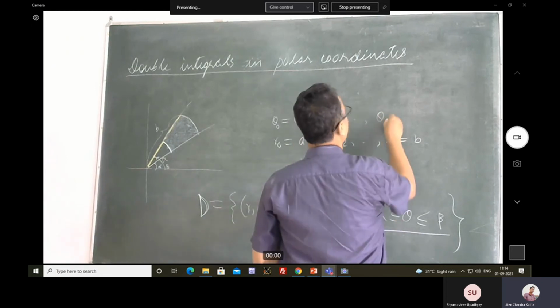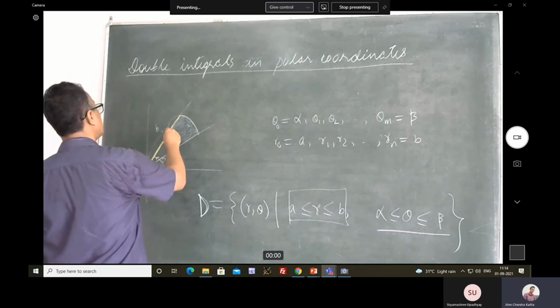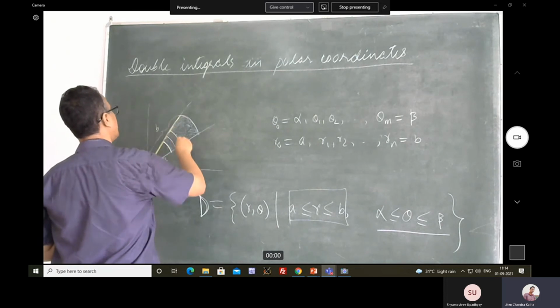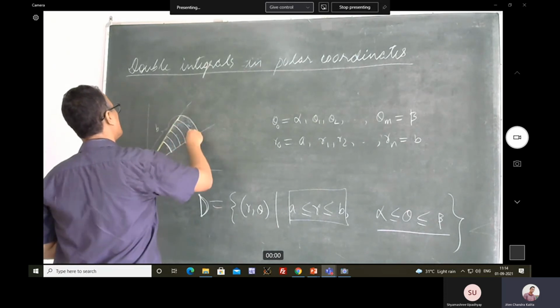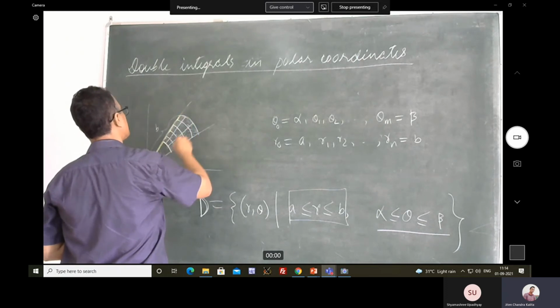Up to theta m, say this is equal to beta, and so on. So then this is going to look like this, and again, those intervals don't necessarily have to be equally spaced.